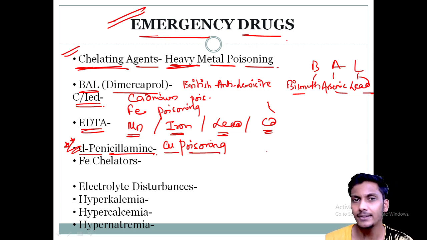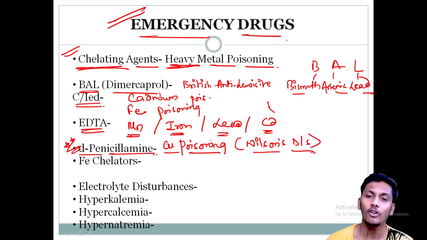And which is the copper excess condition? You all might be knowing. So the copper excess condition is known as Wilson's disease, right? So therefore D-penicillamine is a drug which can be used in cases of Wilson's disease or in cases of copper poisoning. Last one are your iron chelators.